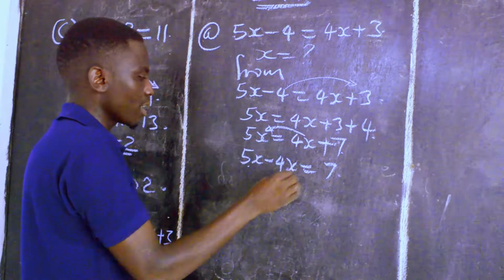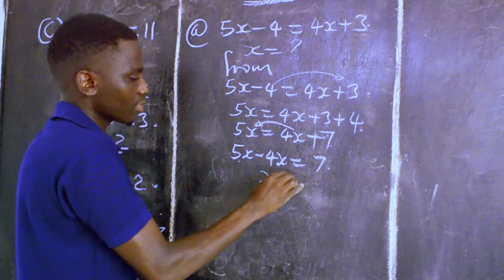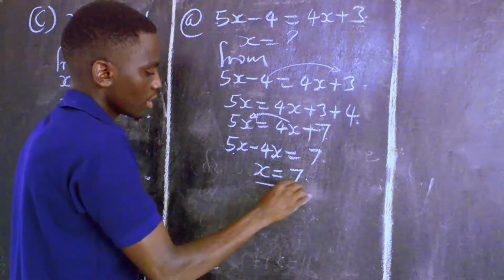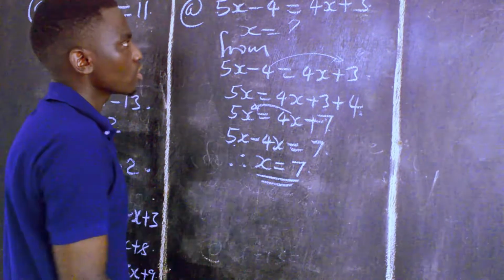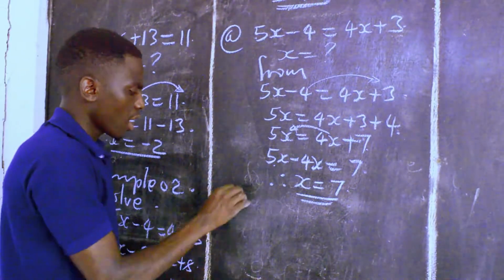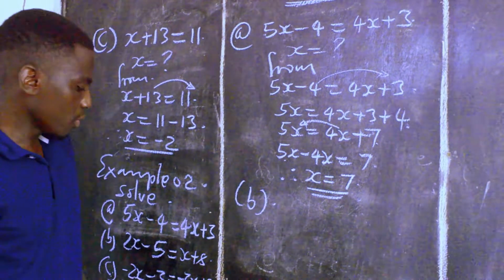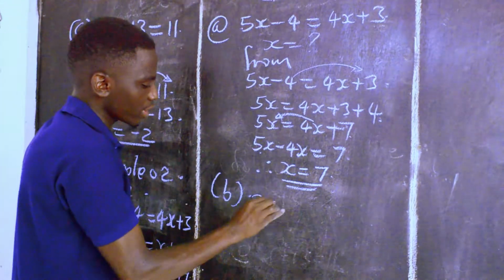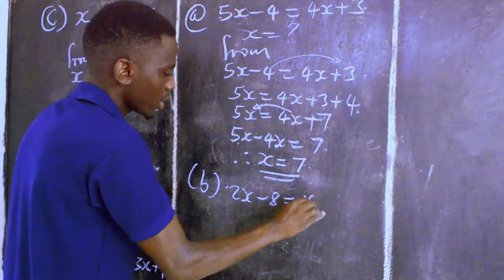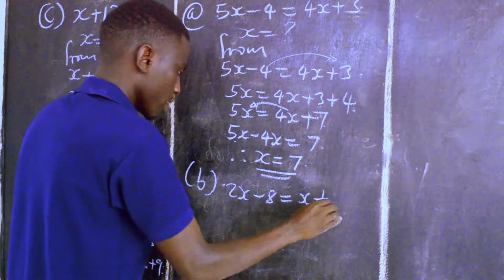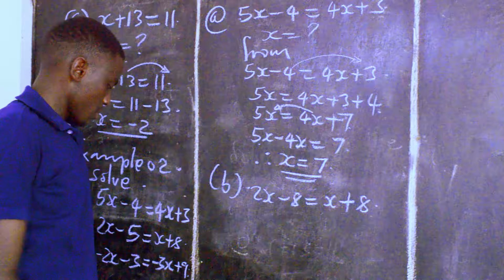So 5x minus 4x here, you remain with x is equal to 7. This is the required value of x. But B, we have 2x minus 8 is equal to x plus 8.